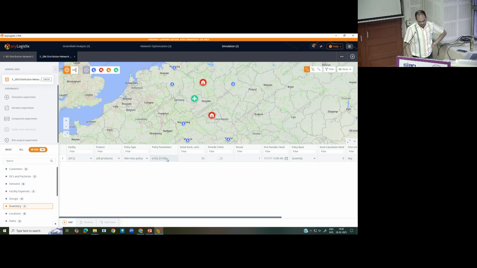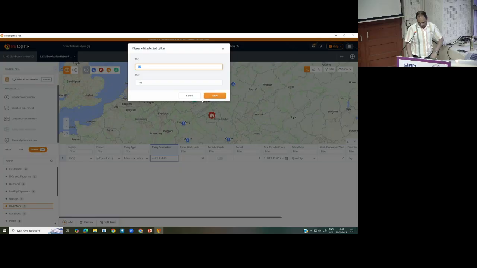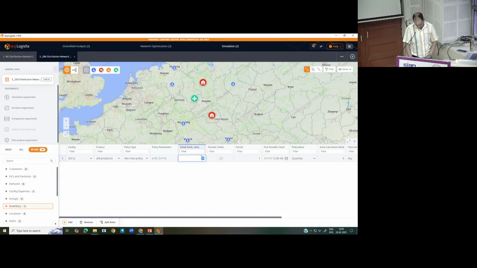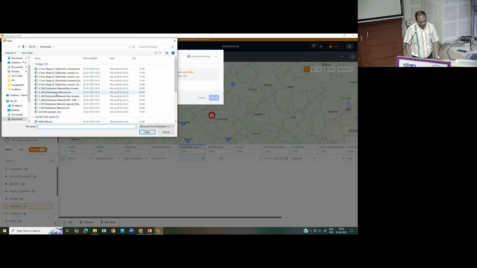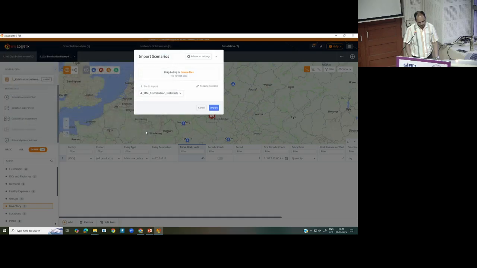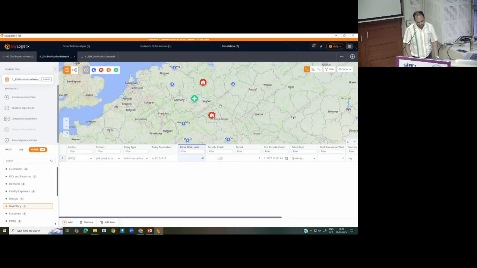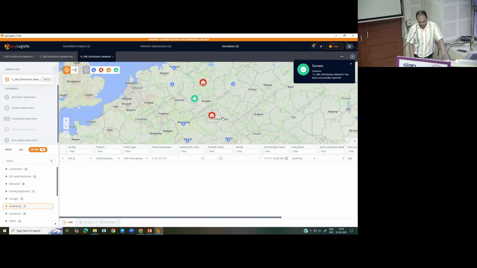53 plus 105. No, this is not correct. So this is the, okay, let me see. What was initially 53, 57? Am I right? 57 and 113. And then initial stock was 40, or let me see, something is missing. So yeah, so sorry, the initial stock is 57.